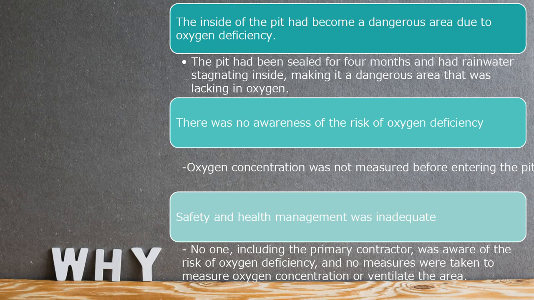The construction work was large-scale and was carried out over a fairly long period of time, and some areas, such as the underground pit where the disaster occurred, were left sealed after concrete was poured, but no one, including the original contractor, was aware that there was a risk of oxygen deficiency hazards. As a result, no measurement of oxygen concentration or ventilation was conducted prior to work in the sealed pits.